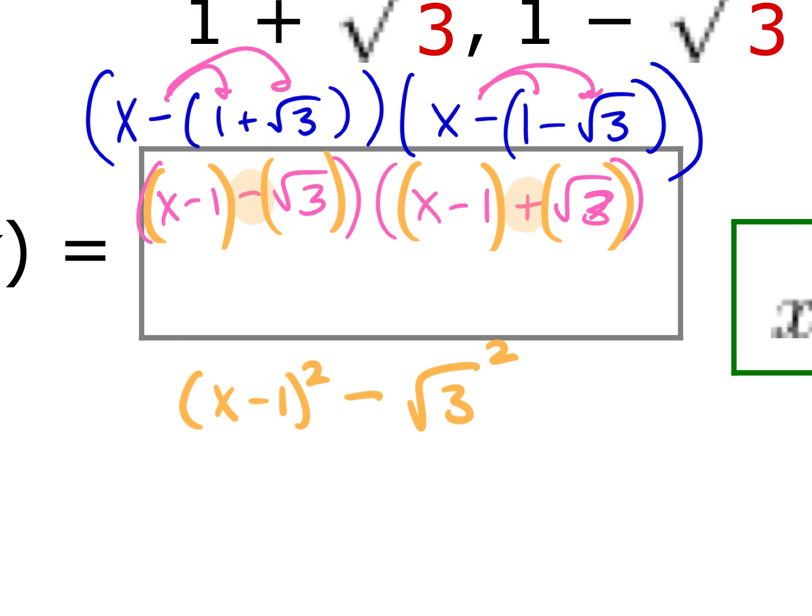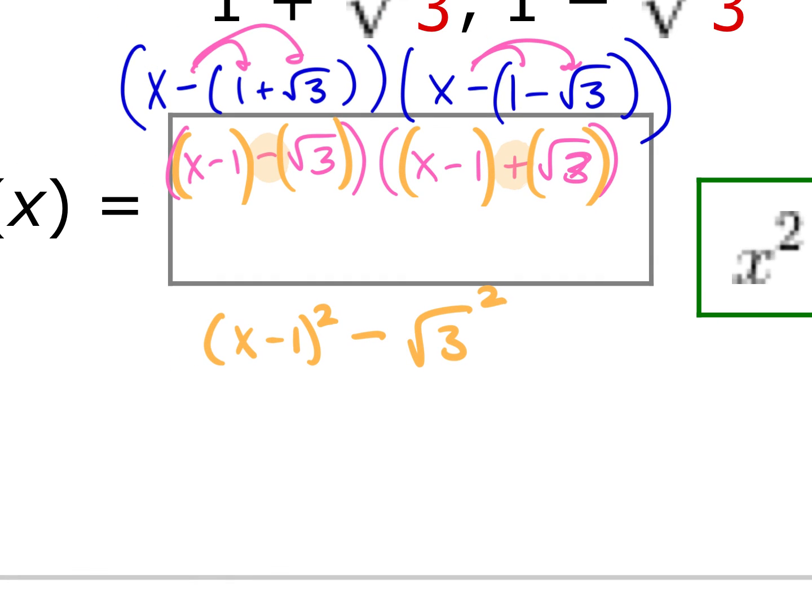So again, you could FOIL it out. It's just going to be a lot more work because you have 6 terms, so everything in the first parentheses would have to get multiplied to everything in the second. But instead we can use the shortcut because these are conjugates of each other.